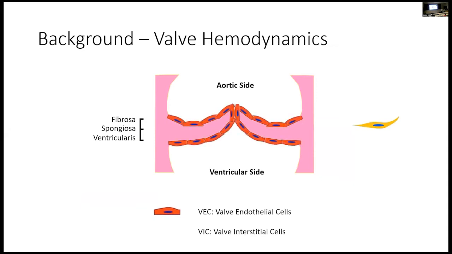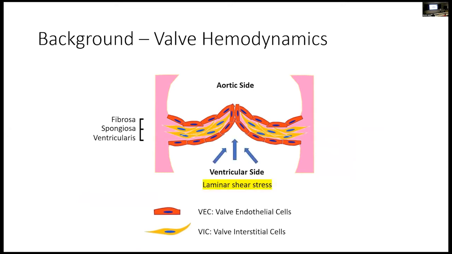As VECs reside on the surfaces of the valves and VICs are fixed in the middle layers, the VECs are subject to shear stresses. On the ventricular side, because of the valve structure, they are mainly subject to laminar flow with high shear stress. However, the VECs on the fibrosa side are mainly exposed to oscillatory shear stress and low shear values.